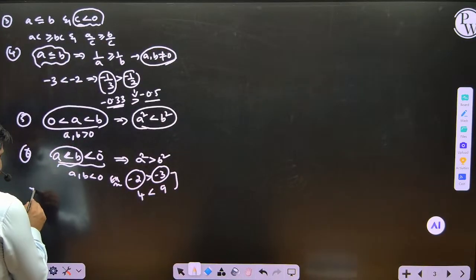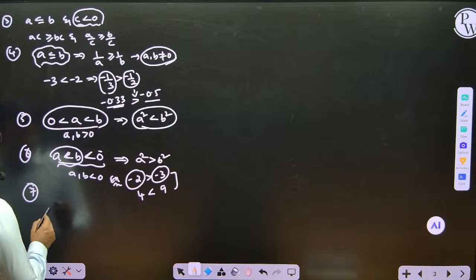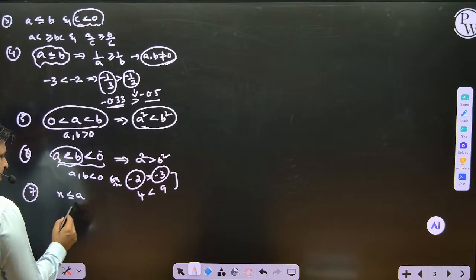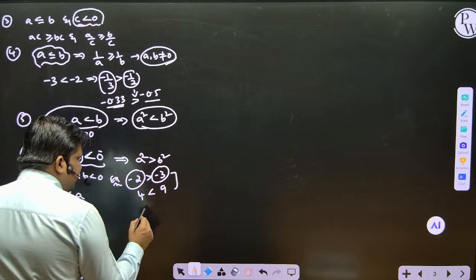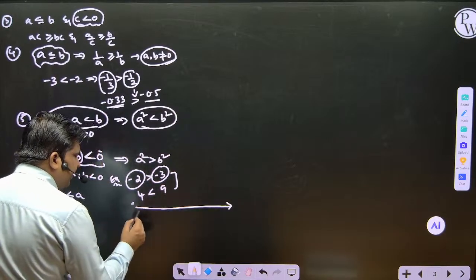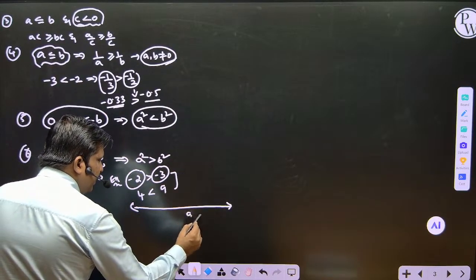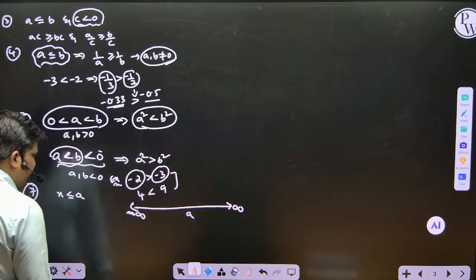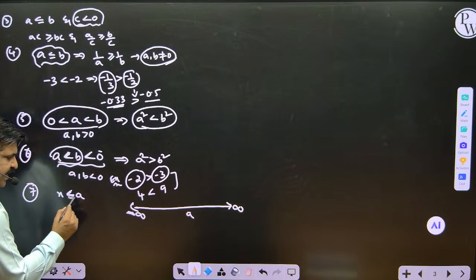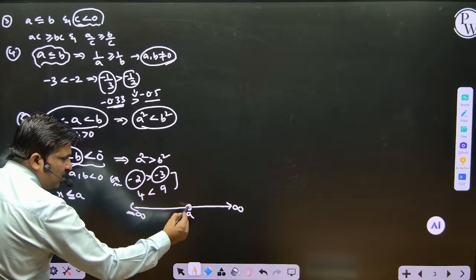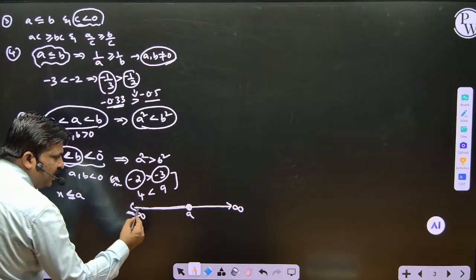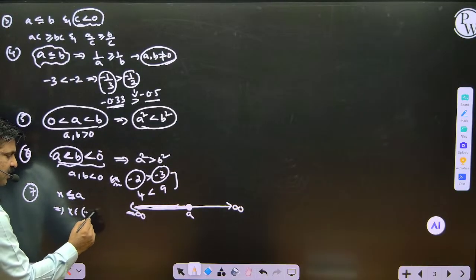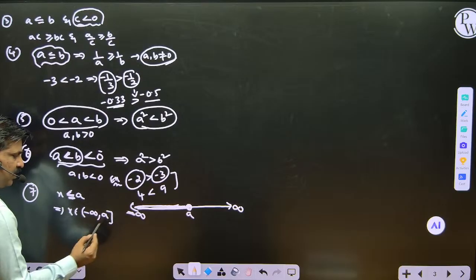Next, some important ones. You see, x less than or equal to A. These are called rays. X less than or equal to A means on the real line you take A. The lower bound is minus infinity and the upper bound is plus infinity. Whenever equality is there, you must take a closed circle. Less than or equal means only this part. So x belongs to minus infinity to A, closed.